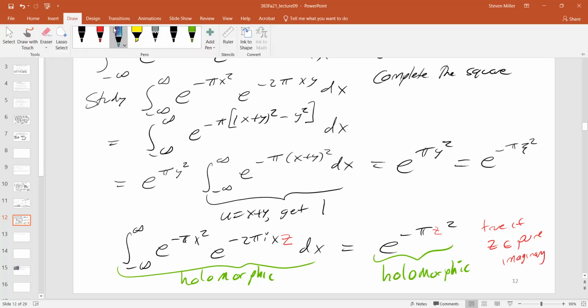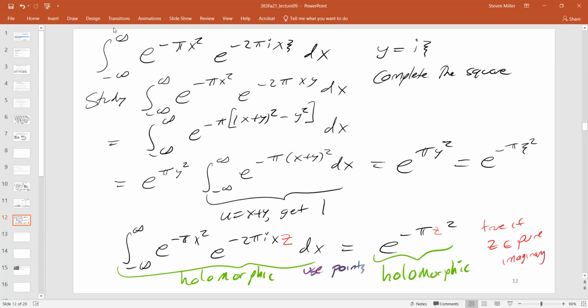So use points of accumulation. By points of accumulation, initially we only proved this in the special case when i times c was real. We now get it for free when c is general. We no longer need it to be. So this is yet another way to integrate without integrating.